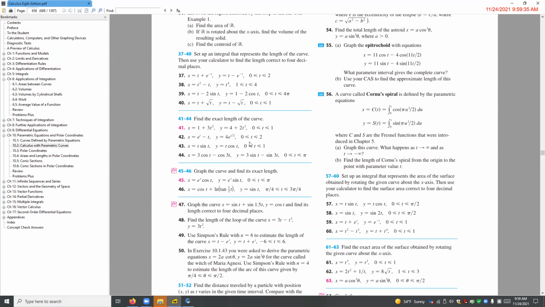Find the length. I'm going to write this down, then I'll switch back. X of t equals e to the t minus t. Y of t equals 4e to the t over 2, where 0 is less than or equal to t is less than or equal to 2.